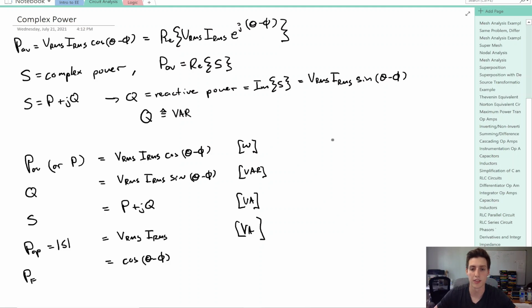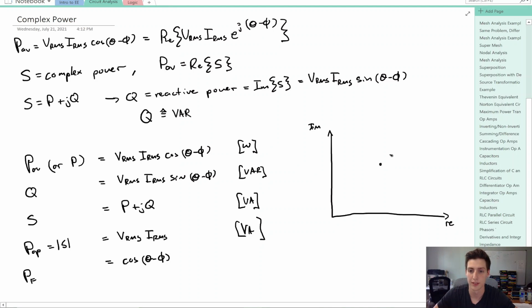So from all of these, we can also construct something called a power triangle, where if we have the real axis and then the imaginary axis, we have some complex power S. You can just represent it as P and Q, where this angle between S and the real axis is simply equal to theta minus phi, or that phase difference.